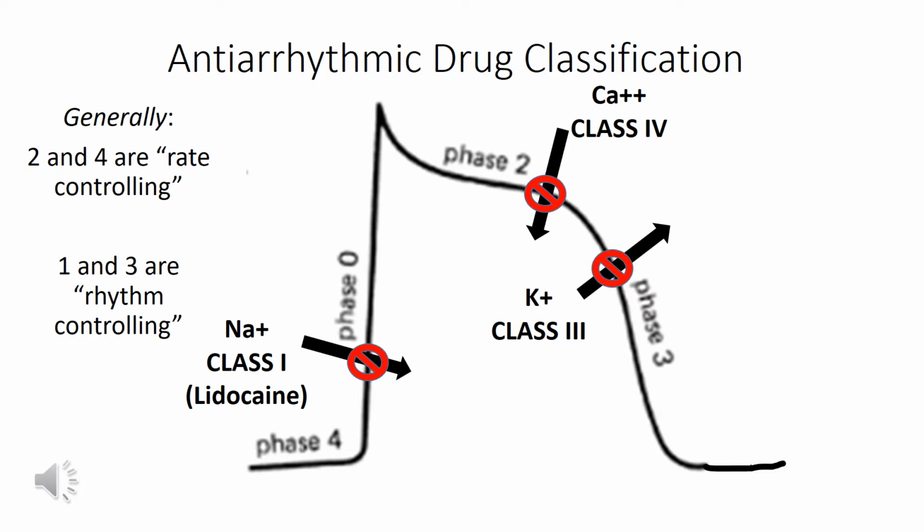Class 1: all members of this class block sodium channels and affect phase 0 of fast response cells and phase 4 of slow response cells. By so doing, they slow or block conduction and slow or abolish ectopic pacemakers. Subclasses of class 1 drugs depend on their simultaneous effects on potassium channels and their effect on the action potential duration. We discuss lidocaine in this picture as a representative of this class.